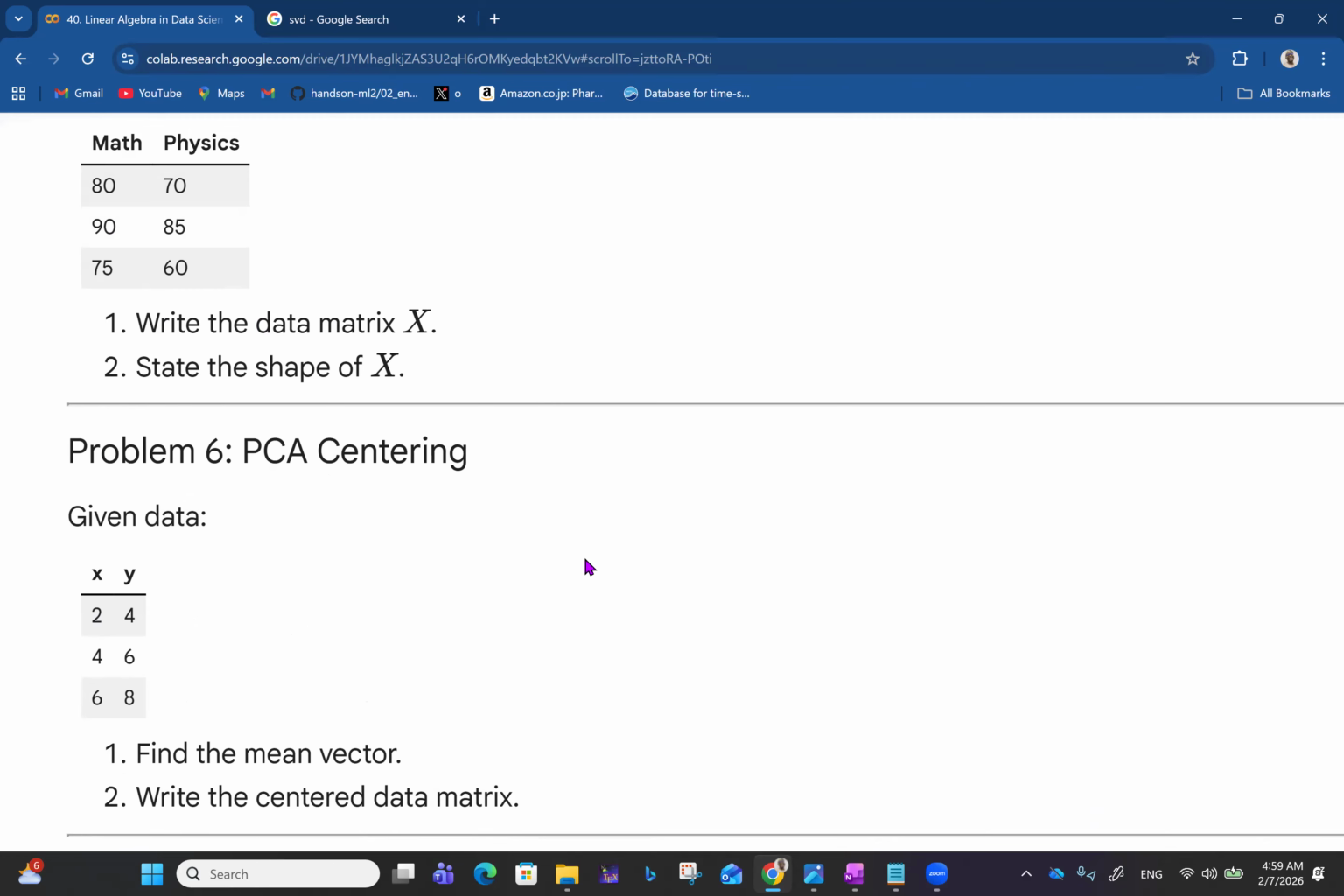Because if you're going to write the X now, you have 80, 90, 75. And then the Y will be 70, 85, 60, or however you want to represent that.